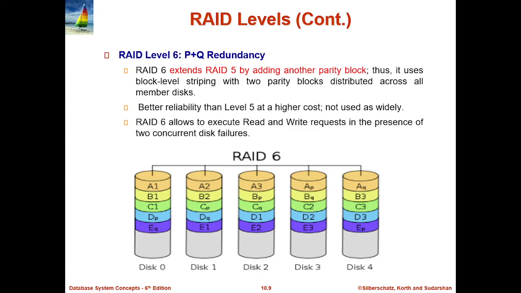RAID level 6 is P plus Q redundancy. RAID 6 extends RAID 5 by adding another parity block. Thus, it uses block level striping with two parity blocks distributed across all member disks. RAID 6 allows the execution of read and write requests in the presence of two concurrent disk failures.